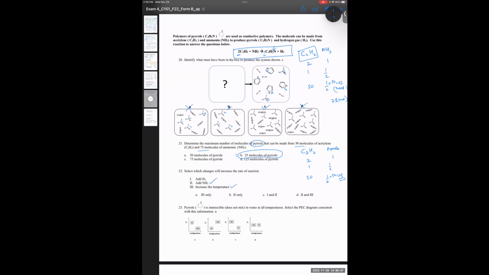Increasing temperature, you are increasing the collisions. Particles will start moving faster. They're going to collide more per given time. Therefore, it's going to have a higher rate. And also, you're going to have a higher fraction of particles with an energy greater than the activation energy as well. That's another reason why increasing temperature increases the reaction rate. So options 2 and 3 are definitely correct. So I'm going to go with option D. That's the best one over here.